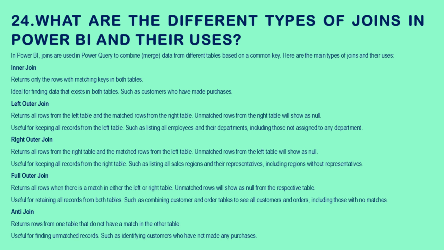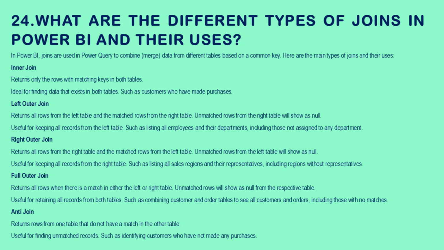without representatives. Full outer join returns all rows when there is a match in either the left or right table. Unmatched rows will show as null from the respective table. Useful for retaining all records from both tables, such as combining customer and order tables to see all customers and orders, including those with no matches.